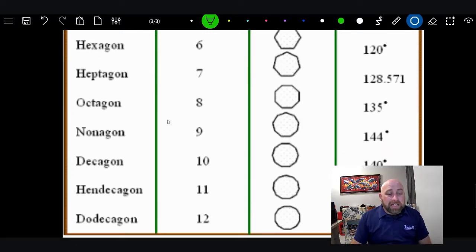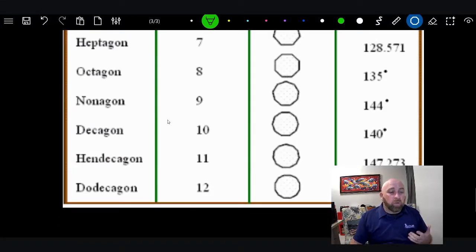10 is a decagon, which kind of sounds like decade for 10. And 11 and 12 in your book are called one thing, and for the most part, outside of your book, or if you look it up online, you're going to see something different. So in your book, the 11 sided is an undecagon. But here it's a hendecagon. So just whichever. Again, you hardly ever use that, so it's not that big of a deal.